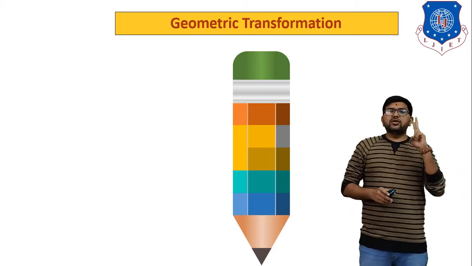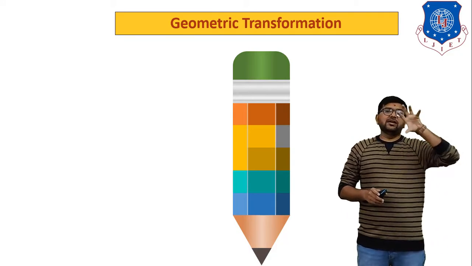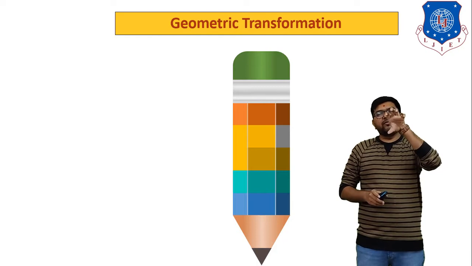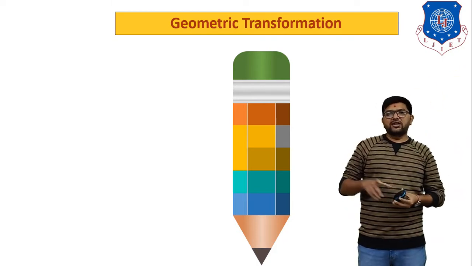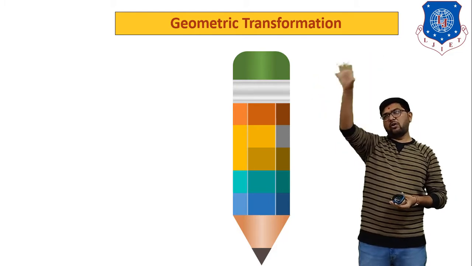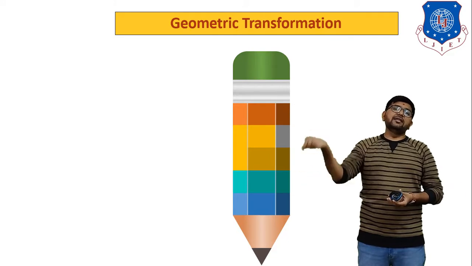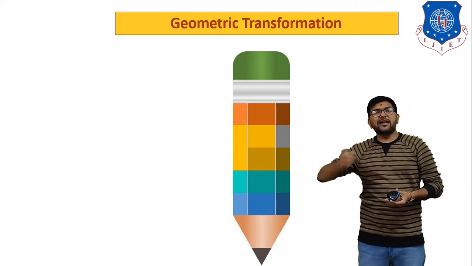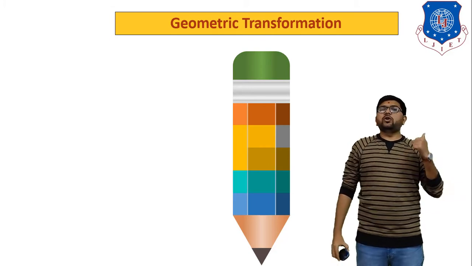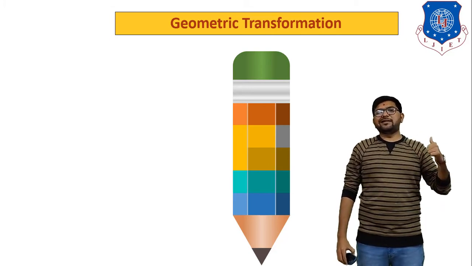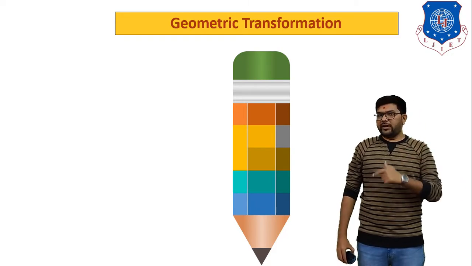We already discussed 2 types of transformation with numericals. Translation means if you want to move an object from one place to another place, it's called a translation. And second one, rotation: if you want to rotate your object by any degree in either anti-clockwise direction or clockwise direction, that is rotational geometric transformation. So we discussed a total of 2 types of transformation. First one is translation geometric transformation, and second one is rotational geometric transformation.